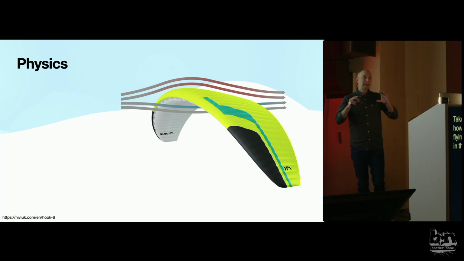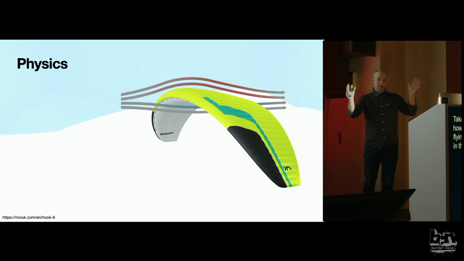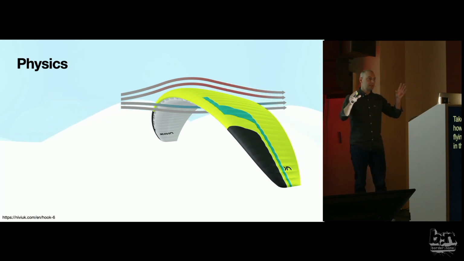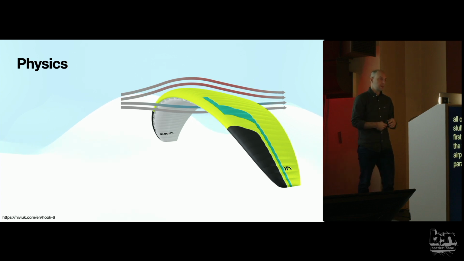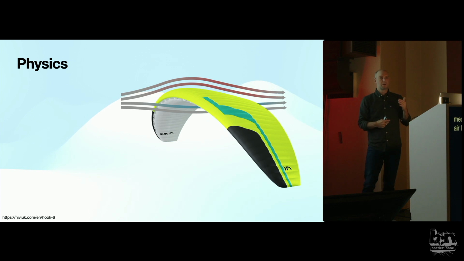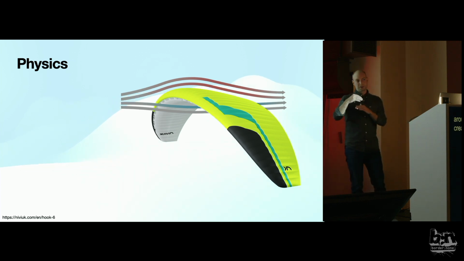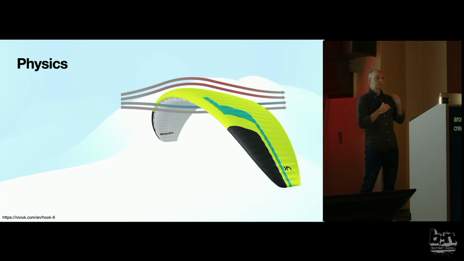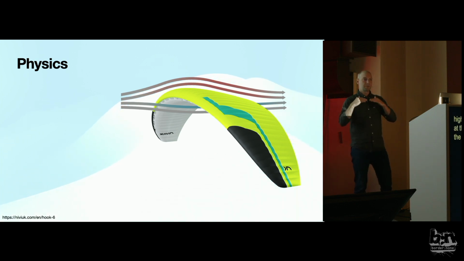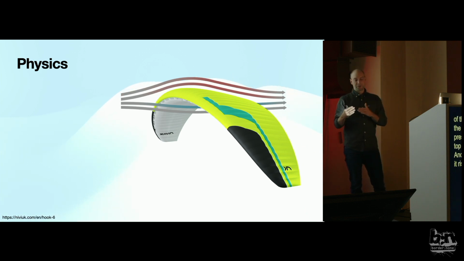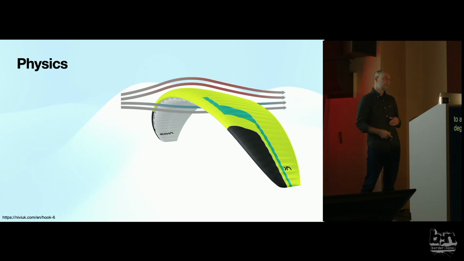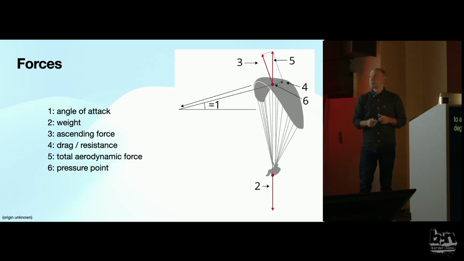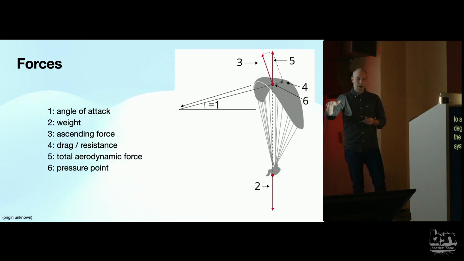So, like the wings on an airplane, this paraglider has an aerodynamic profile, meaning when air flows through it or around it, it will create a higher pressure at the bottom of the wing and a lower pressure at the top of the wing. And that makes it rise to a certain degree because the whole system is actually designed to go down.